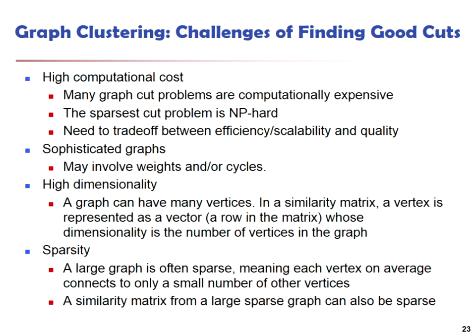High dimensionality: a graph can have many vertices, and in a similarity matrix, a vertex is represented as a vector, a row in the matrix, whose dimensionality is the number of vertices in the graph. Sparsity: a large graph is often sparse, meaning each vertex on average connects to only a small number of other vertices, and a similarity matrix from a large sparse graph can also be sparse.